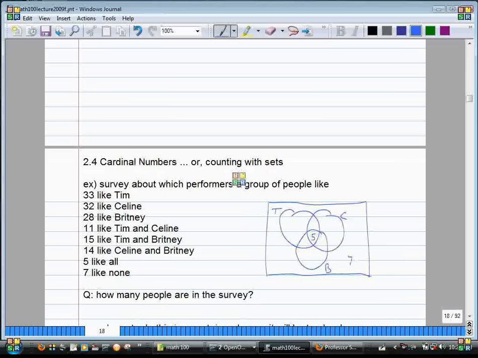So notice that the all and none, you do those first. You almost have to. So this was first. What can we fill in?